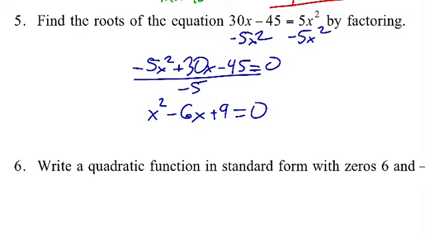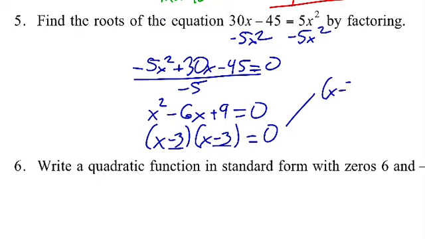Now, in this case, there's really two ways we can think about this. Just like we did in the previous problem, it could be x plus or minus blank times x plus or minus blank. Those two numbers have to multiply to positive 9 but add to negative 6. The only options are negative 3 and negative 3, which I could just write more simply as x minus 3 squared. Either way you write it, we're still setting it equal to 0.